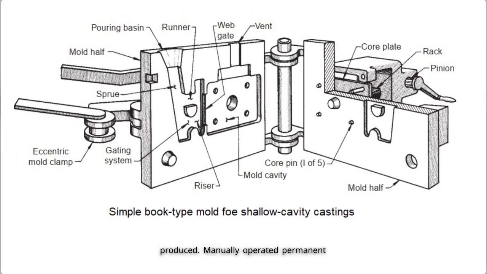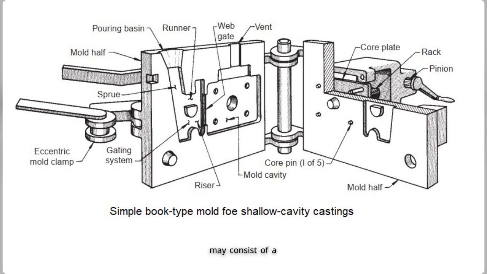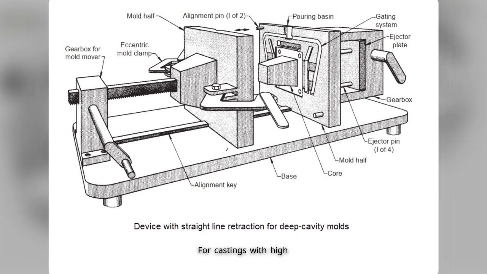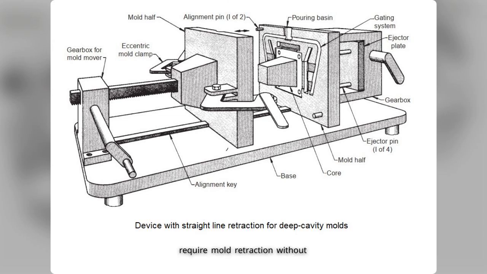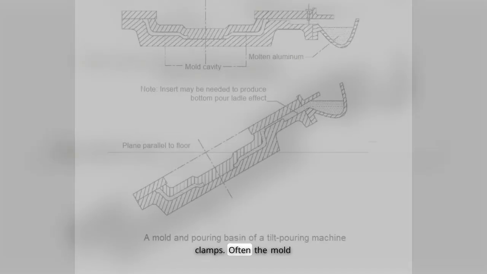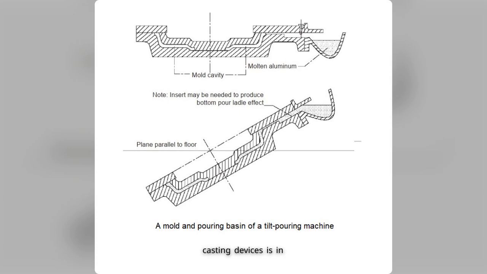Manually operated permanent molds for low production may consist of a simple book-type mold arrangement. For castings with high ribs or walls that require mold retraction without rotation, the manually operated device shown in this figure can be used. With either type of device, the mold halves are separated manually after releasing the eccentric mold clamps. Often the mold parting for the static casting devices is in a vertical plane.